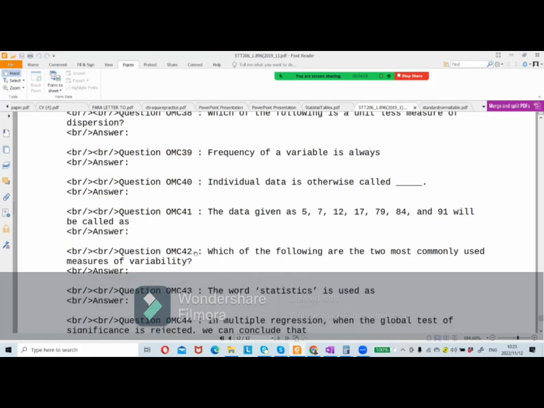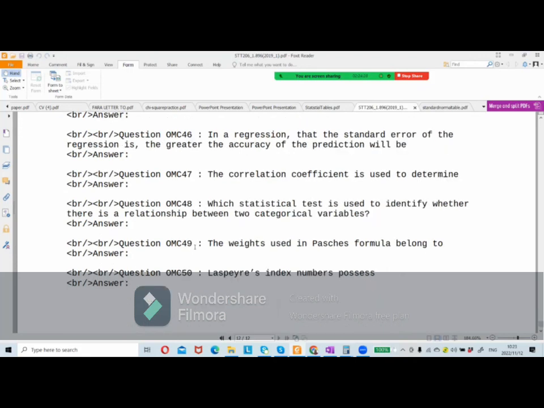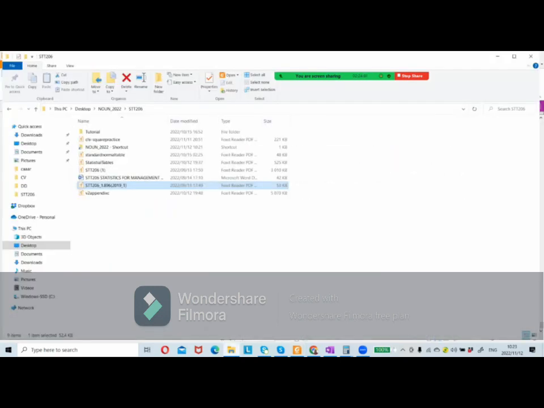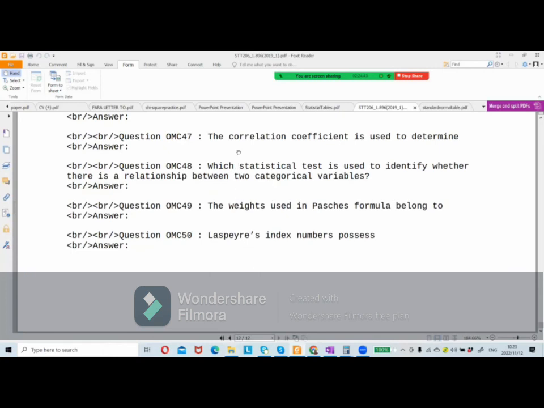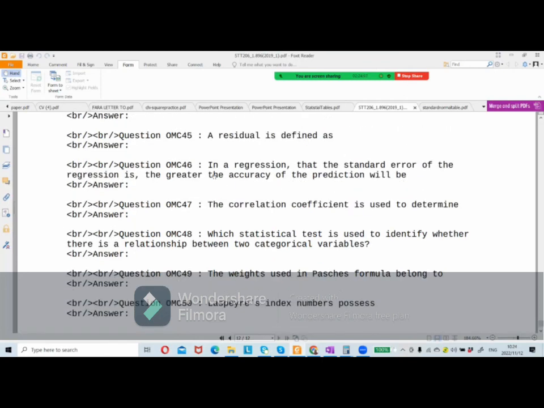Unfortunately, we don't have a complete question in some of those things. But look at it. The weight used for Paasche formula belongs to what? Laspeyres index number possesses what? So please, don't say they will not give you. Look at this one. The correlation is used to determine what? I mentioned it that day. Go and watch the video again.